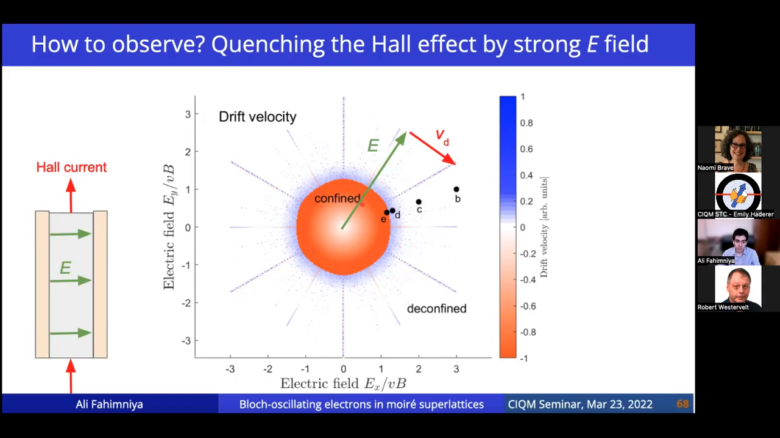For small electric fields or strong magnetic fields, there is this magnetic regime. And at large enough electric fields, what we get is no drift velocity, which is a signature of Bloch oscillations happening, and electrons are moving and therefore not having a drift velocity. And there is a sharp transition between these two regimes when we tune the relation between electric and magnetic field.